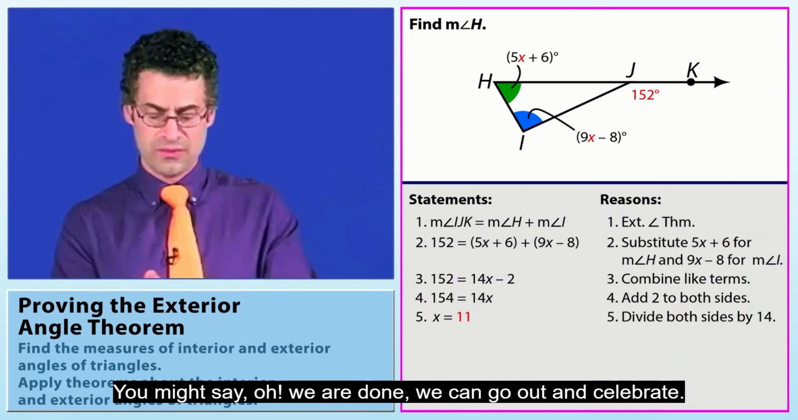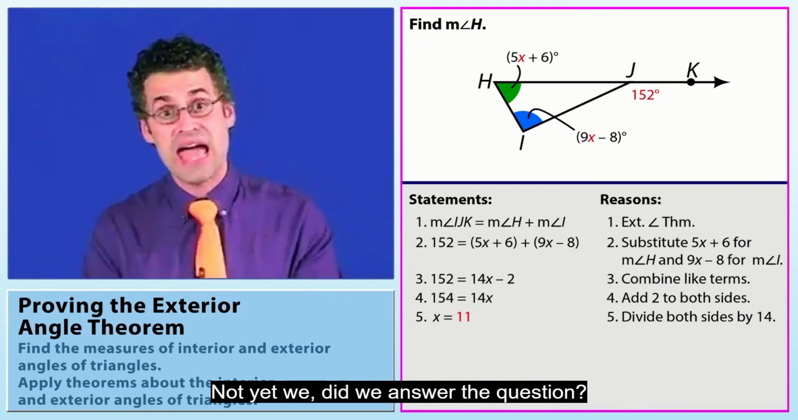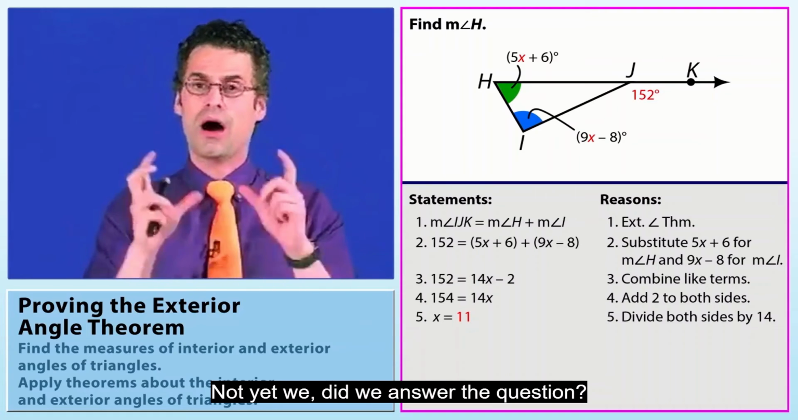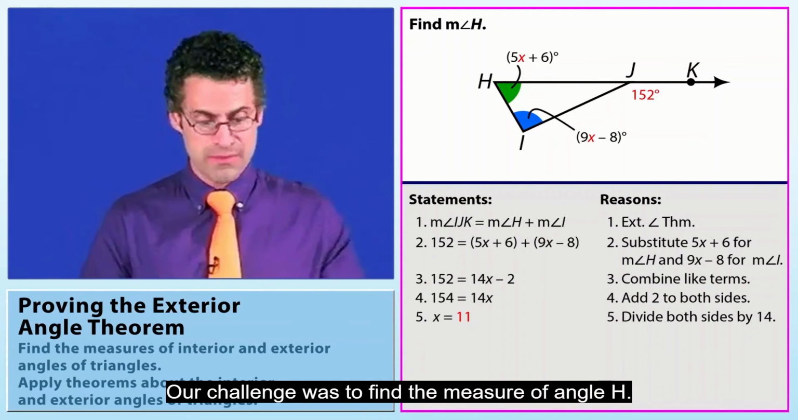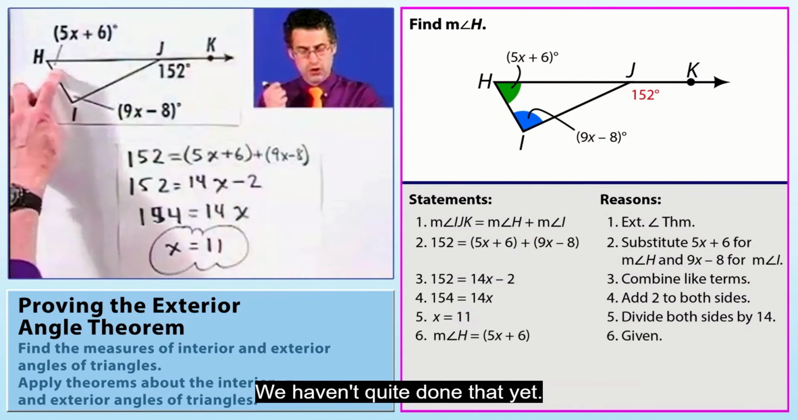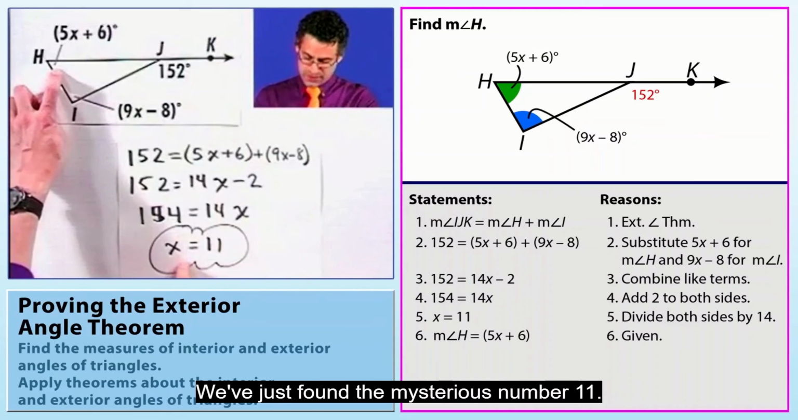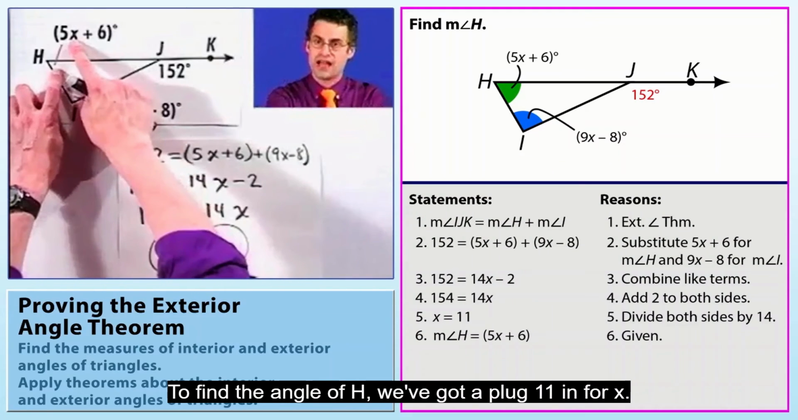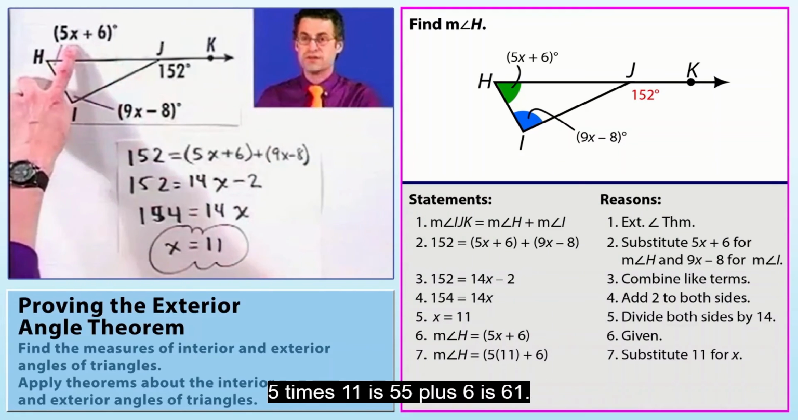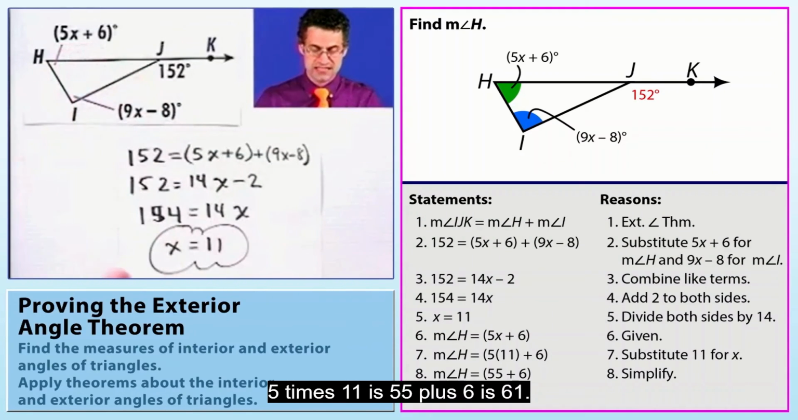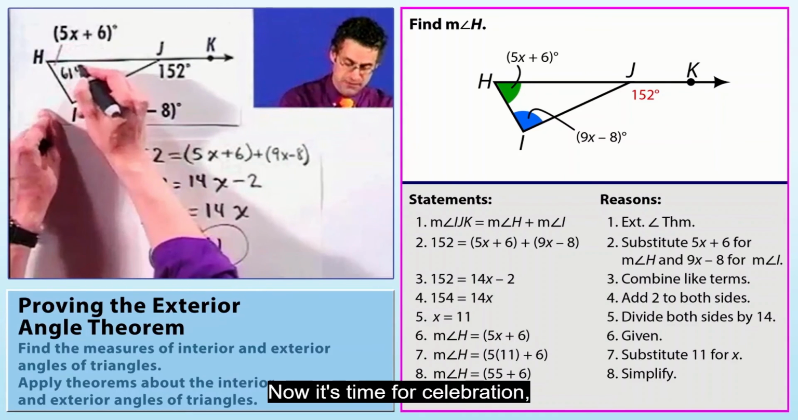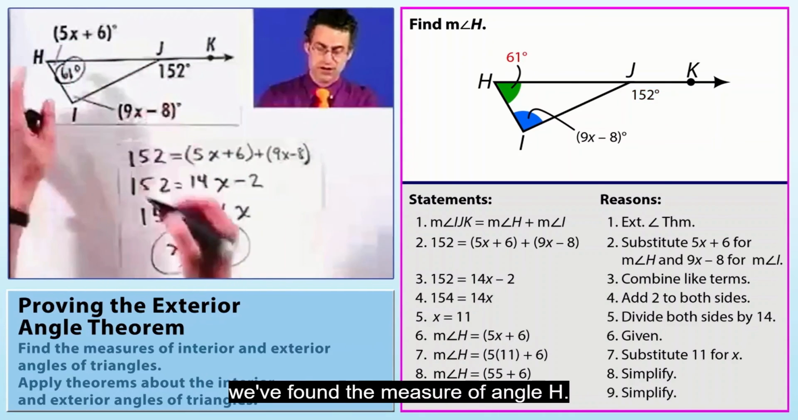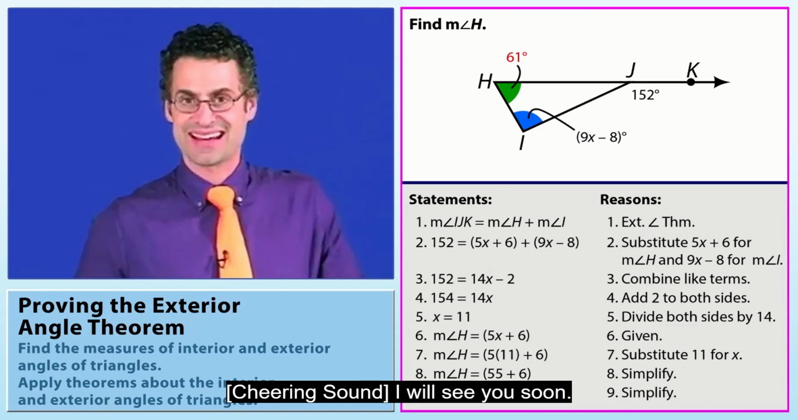You might say, oh, we're done. We can go out and celebrate. Not yet. Did we answer the question? Our challenge was to find the measure of angle H. We haven't quite done that yet. We just found the mysterious number 11. To find the angle of H, we've got to plug 11 in for x. 5 times 11 is 55, plus 6 is 61. Now it's time for celebration. We found the measure of angle H. Excellent job.